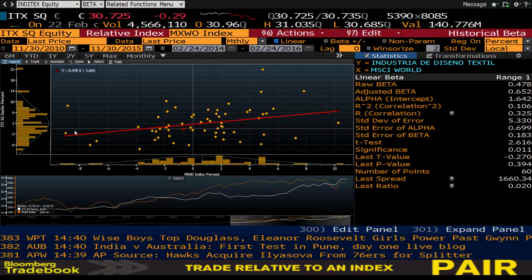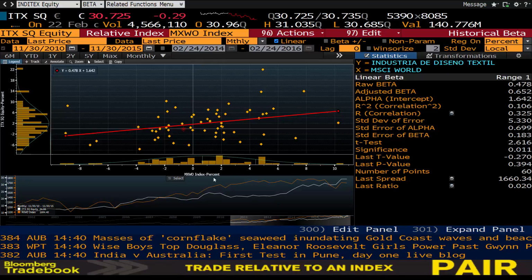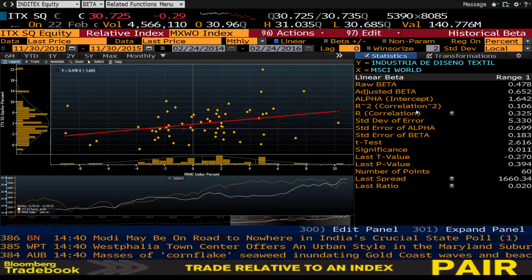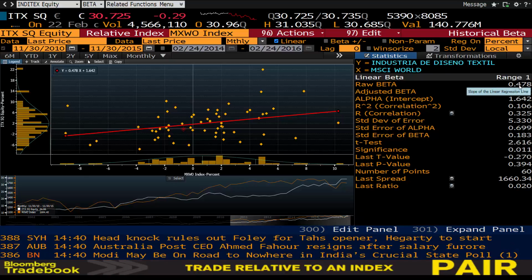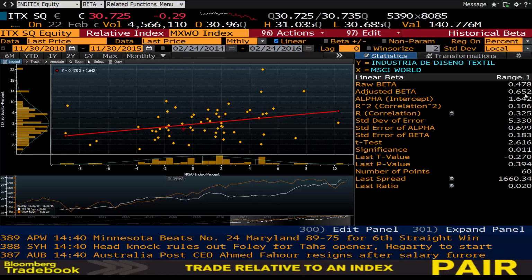So now I can see the returns of Zara versus the returns of the MSCI World Index. I see the slope coefficient here, and the raw beta is estimated to be 0.478. Again, if you look at the standard error, it's quite big. So technically speaking, with 95% confidence, the raw beta is somewhere between about 0.1 to about 0.7, 0.8 almost. So it's a huge range, not necessarily that precise.